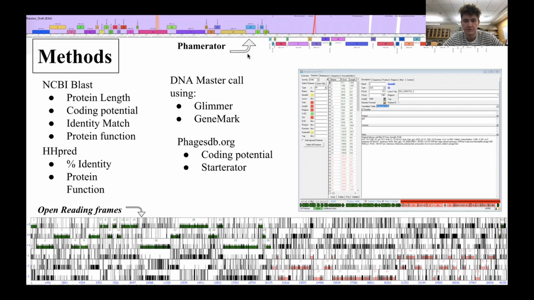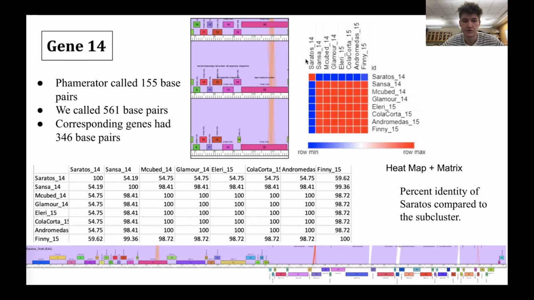We also use programs such as Famirator to compare Saratos to the other bacteriophages in the EA2 cluster. Famirator also allows us to look at each individual gene. Glimmer and GeneMark provide us with a potential start and stop codon from the protein sequence, which is used inside DNA Master. NCBI BLAST and HHPRED give us the protein length, coding potential, protein function, and percent identity match compared to other bacteriophages. Let's take a look at gene 14.